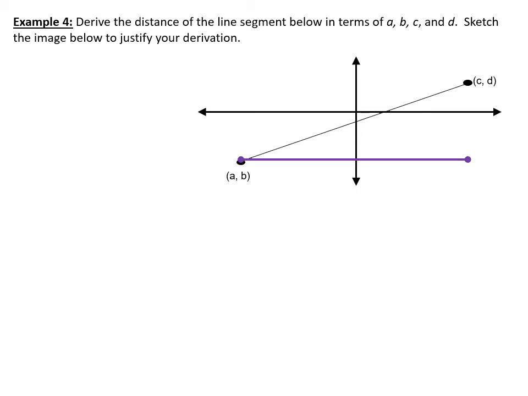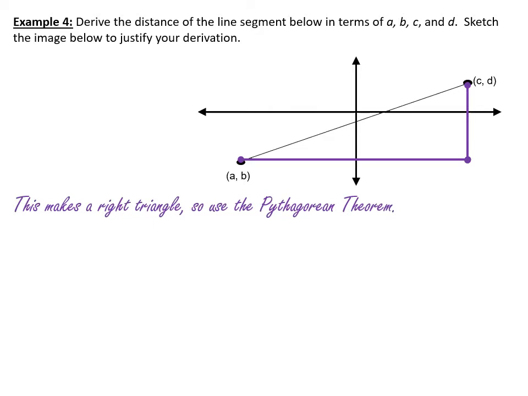I got the distance from A to C. That's the horizontal distance. And I got the distance from B to D. That's the vertical distance. Oh, it looks like a right triangle. Wait a minute, we have something from an earlier math class that helps us with that. Pythagorean theorem. Because if I know the lengths of the legs, I can square them, add them, and I'll get the length of the hypotenuse squared.